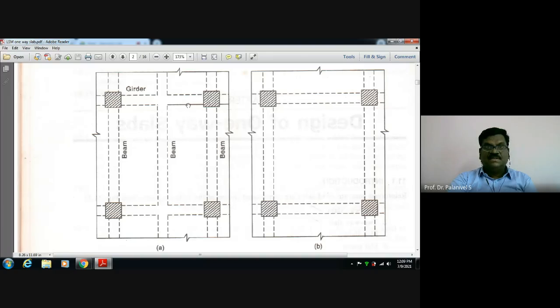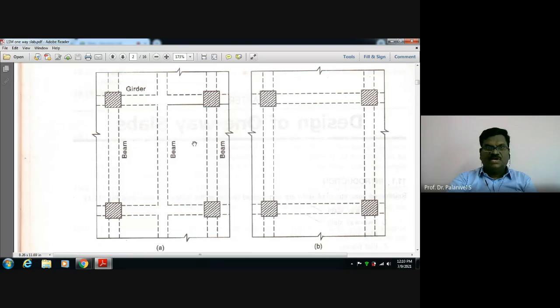In other words, the long span to short span ratio is more than 2. That is Ly by Lx ratio is more than 2. It is categorized as a one-way slab. In such a slab, the bending tendency will be more in the short span direction. That is why the main reinforcements will be provided at required spacing along the short span direction.